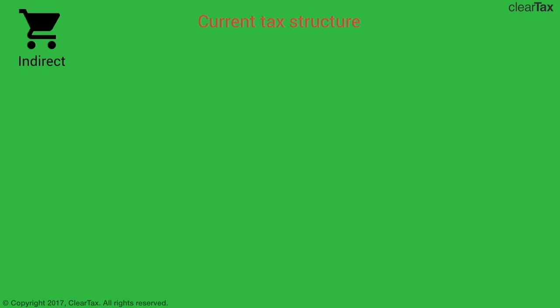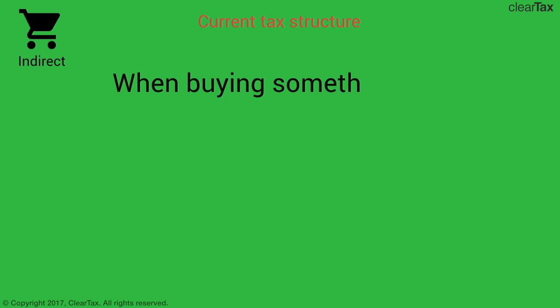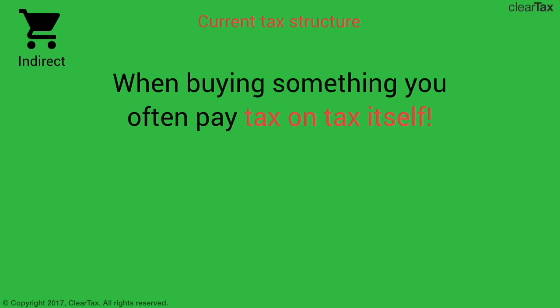Apart from having a plethora of indirect taxes, the current tax structure has another major problem. In fact, a bigger problem. That is, when you buy something, you're in effect paying tax on tax. This is called the cascading effect. The best way to clearly understand the cascading effect is to look at a numerical problem.